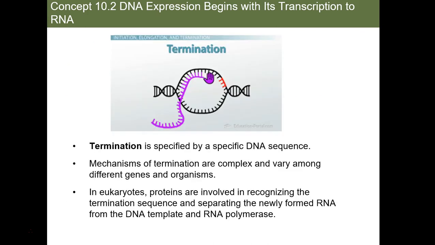The final step of transcription is termination. Termination is specified by a specific DNA sequence. Eukaryotes use different types of proteins in recognizing the termination sequence and separating the newly formed RNA from the DNA template.